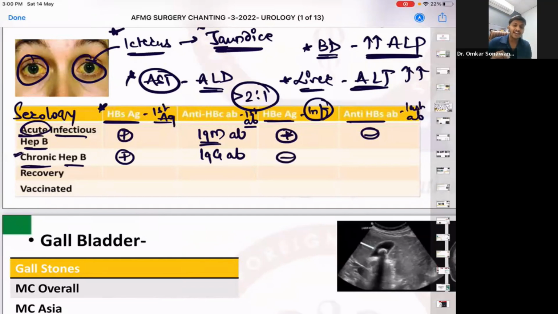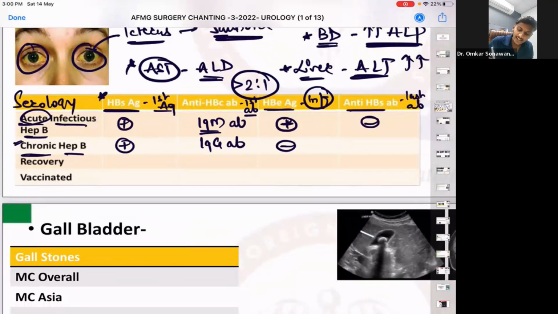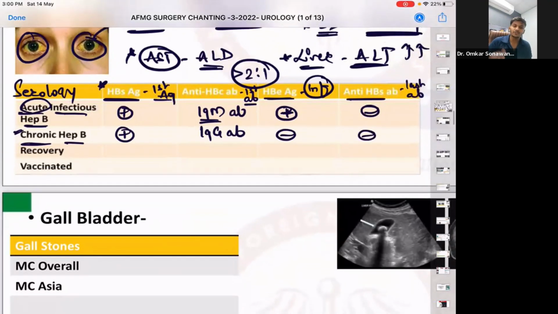Very good. Because they have not written chronic infectious hepatitis B. If they would have written chronic infectious hepatitis B or chronic active hepatitis B, then I would have said yes, HBE antigen would be positive. Please remember this. And anti-HBS antibody would again be negative because recovery is not there. In cases of recovery, usually the anti-HBS antibody would be positive.